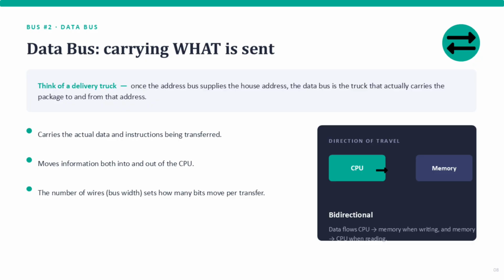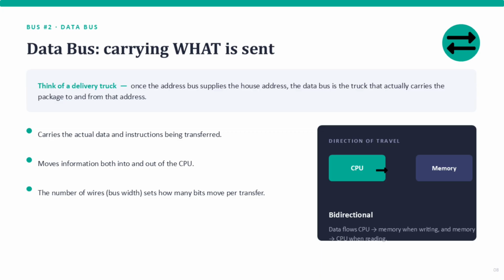So far, we have learned that the address bus tells memory where to find the required information. But here is an important question. Once the CPU has identified the correct memory location, how does the actual information travel between the CPU and memory? This is where our second type of bus comes into the picture, the data bus.